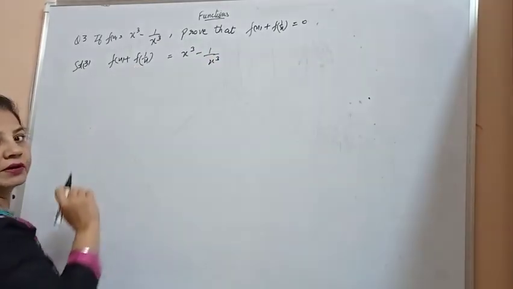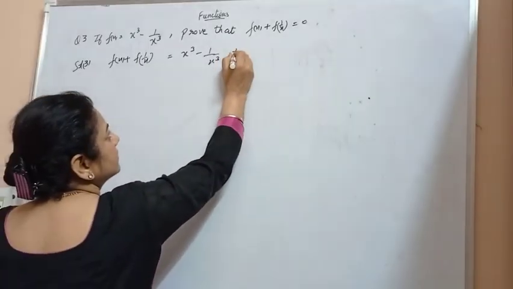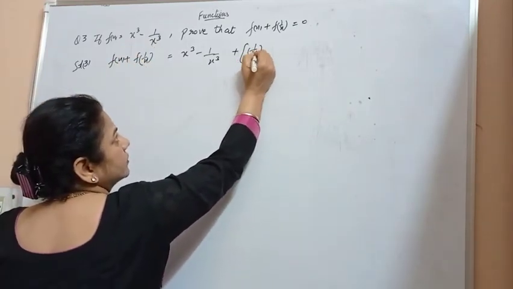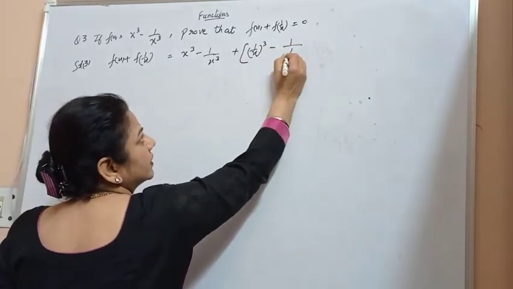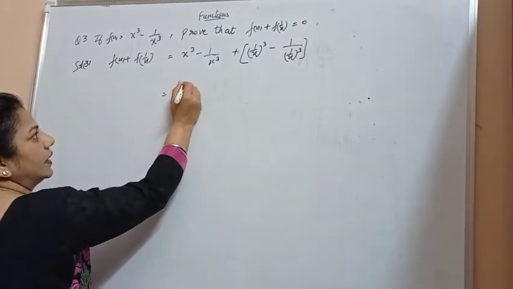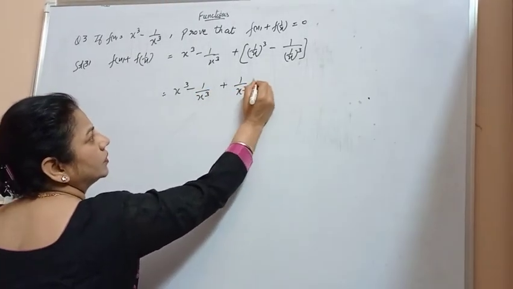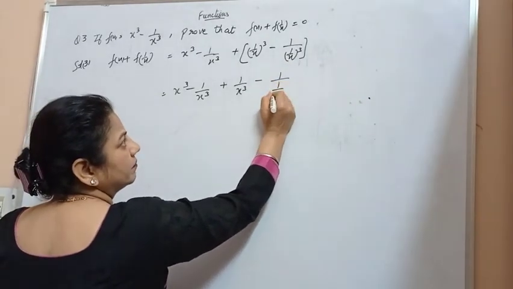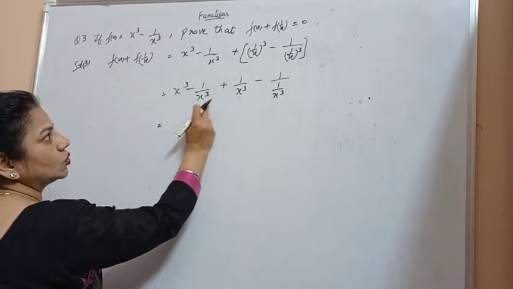And what is f of 1 upon x? Wherever there is x, I will put 1 upon x. So I will write plus, instead of x, 1 upon x whole cube minus 1 upon, instead of x, 1 upon x whole cube. On solving, x cube minus 1 upon x cube plus 1 upon x cube minus 1 upon 1 by x whole cube.